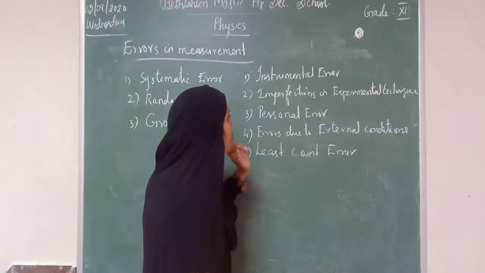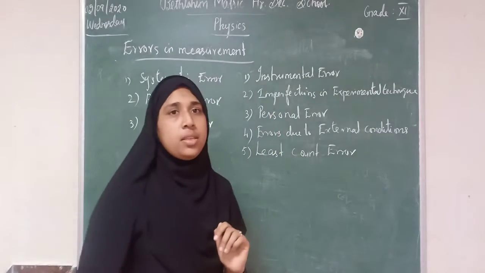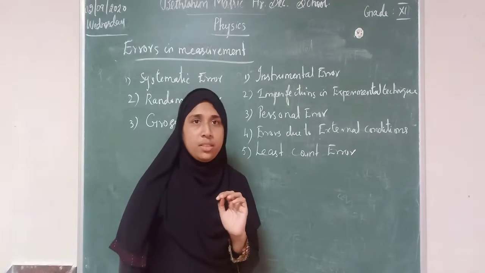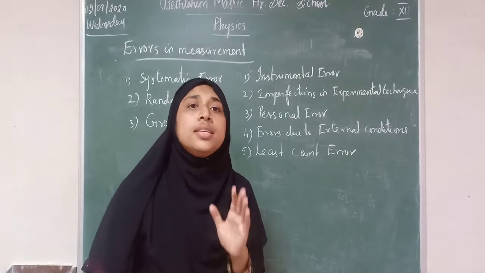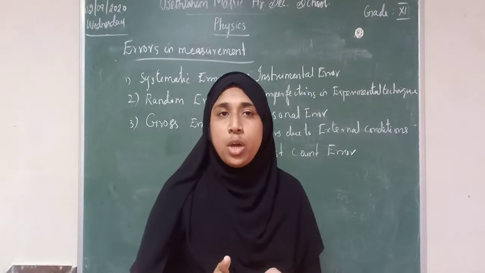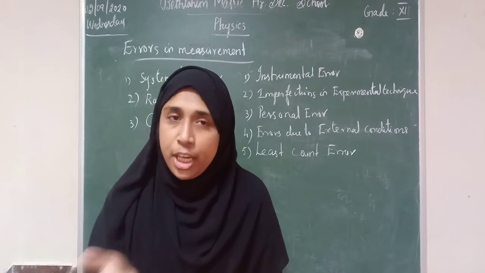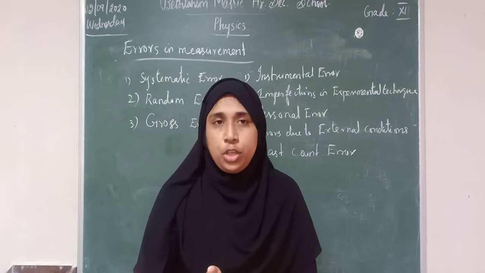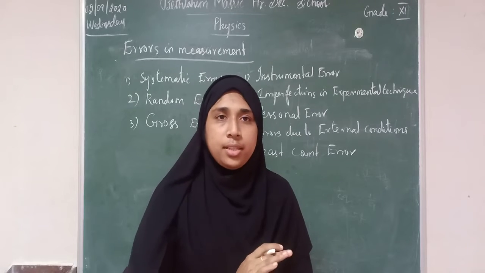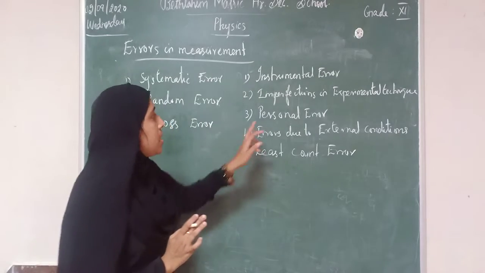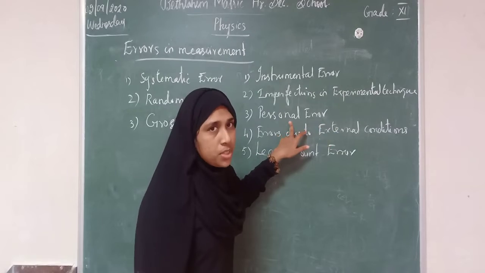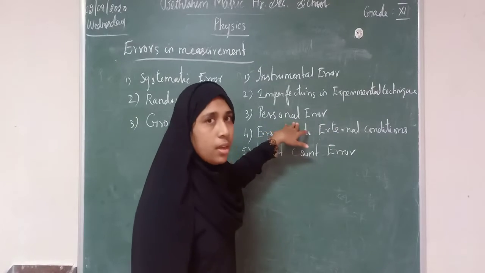The next one, personal error. Personal error means individual error. The individual is not setting the instrument properly. Before doing the experiment, you are not bothering about the arrangement of the circuit, the arrangement of the apparatus. The error may happen. So this is about personal error. When we are very careful in our observation, this error may reduce.